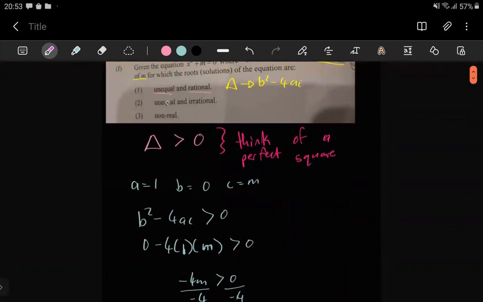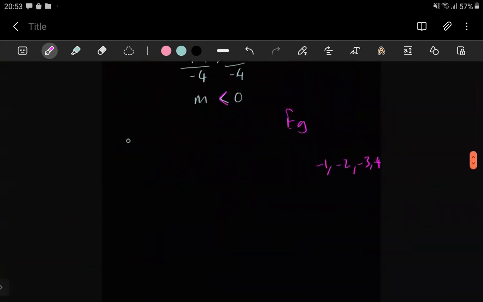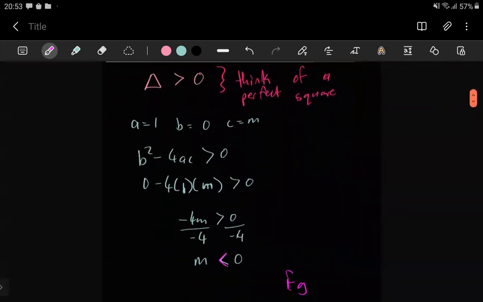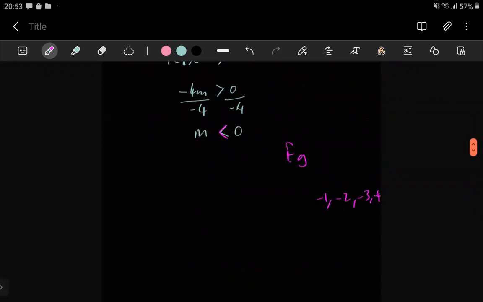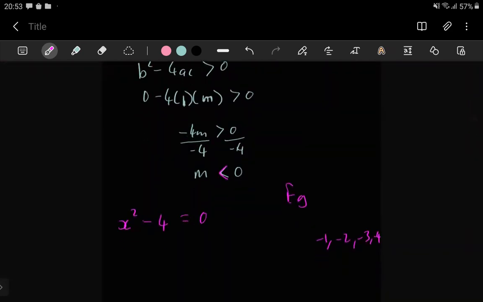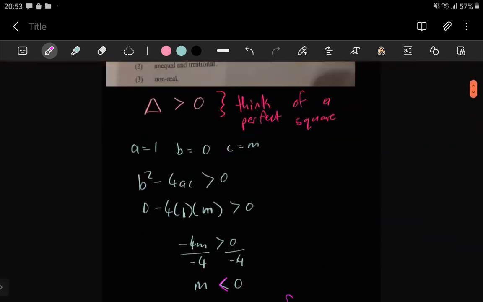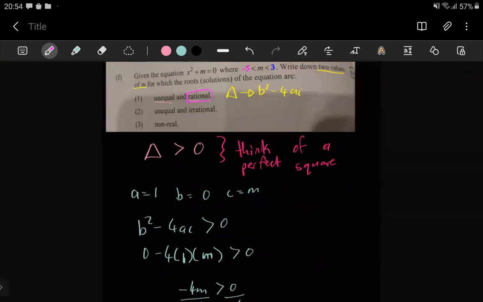For this to be unequal and rational, remember we said we need to think of a perfect square. So we need to think of a way that this thing can be some kind of perfect square. One way that can happen is if m is -4. If we have x squared minus 4 equal to 0, what you have on the left is something that can be written as, well, wait, hold on, perfect square, difference of two squares, that's definitely not the same thing.